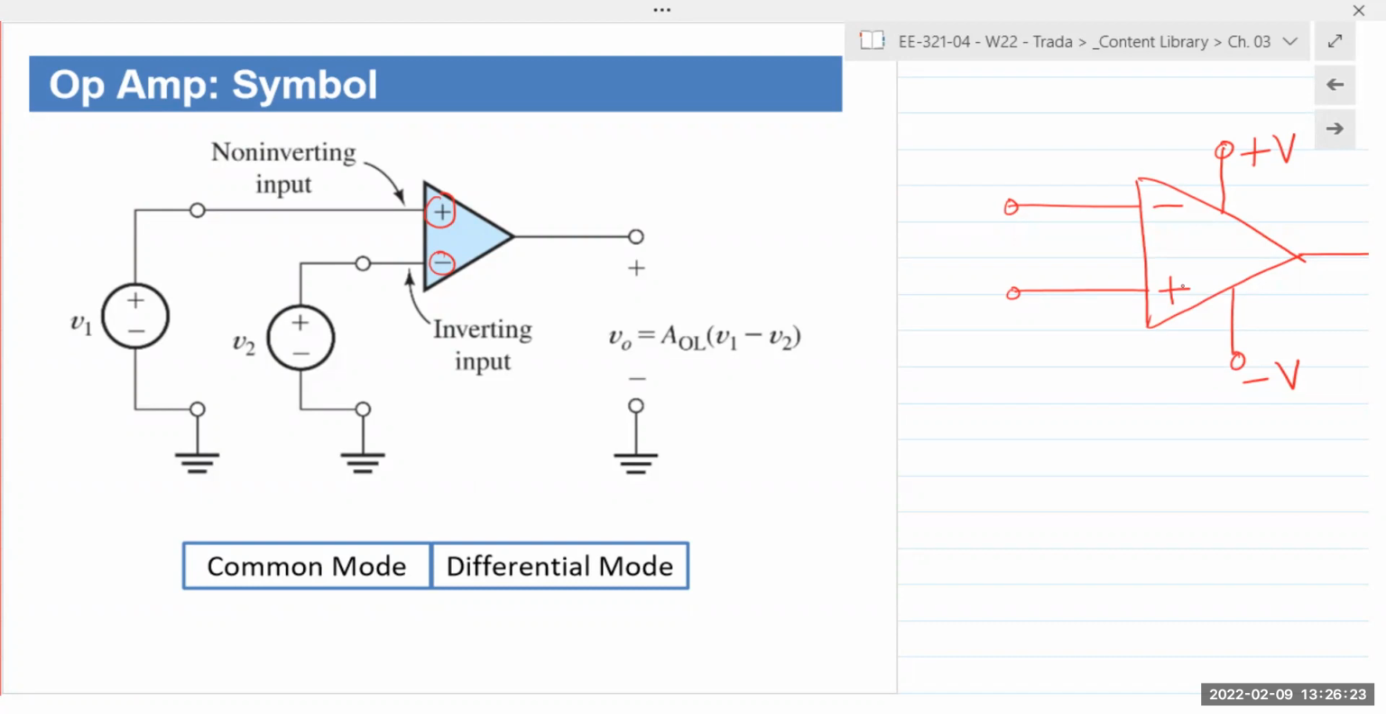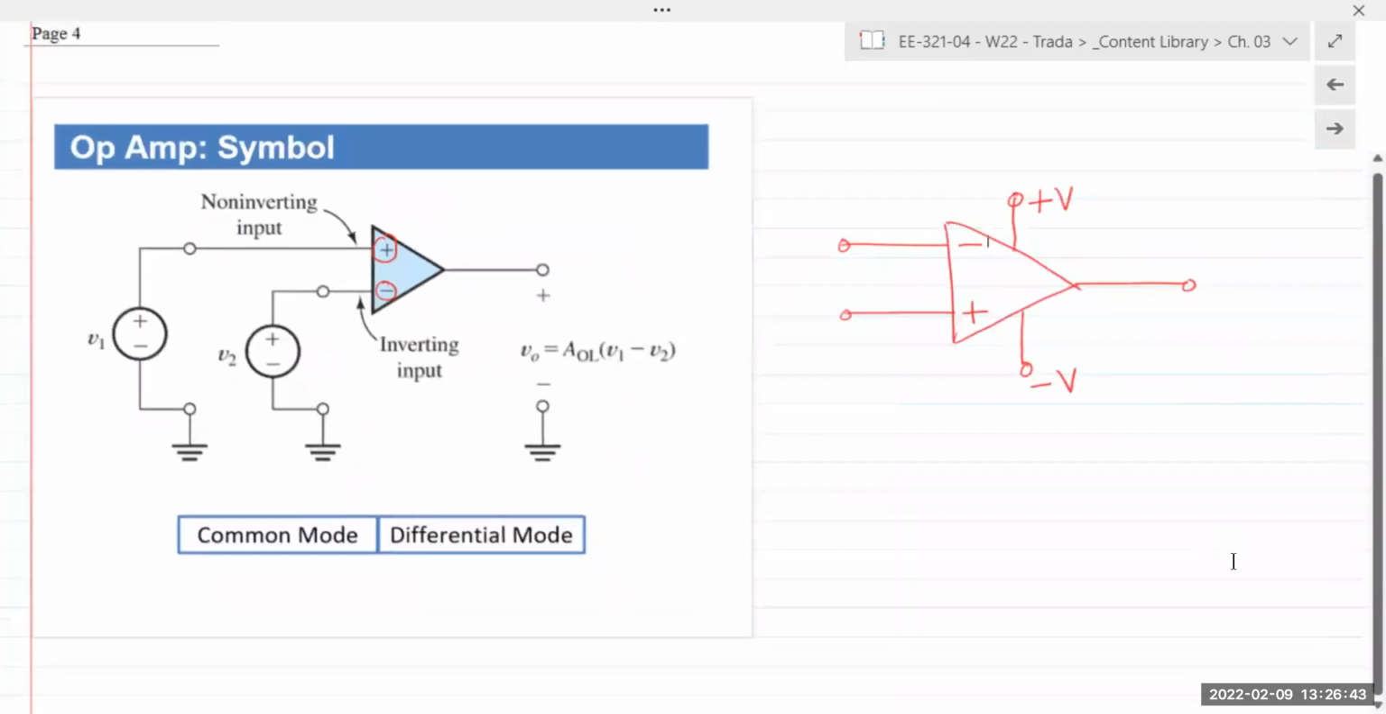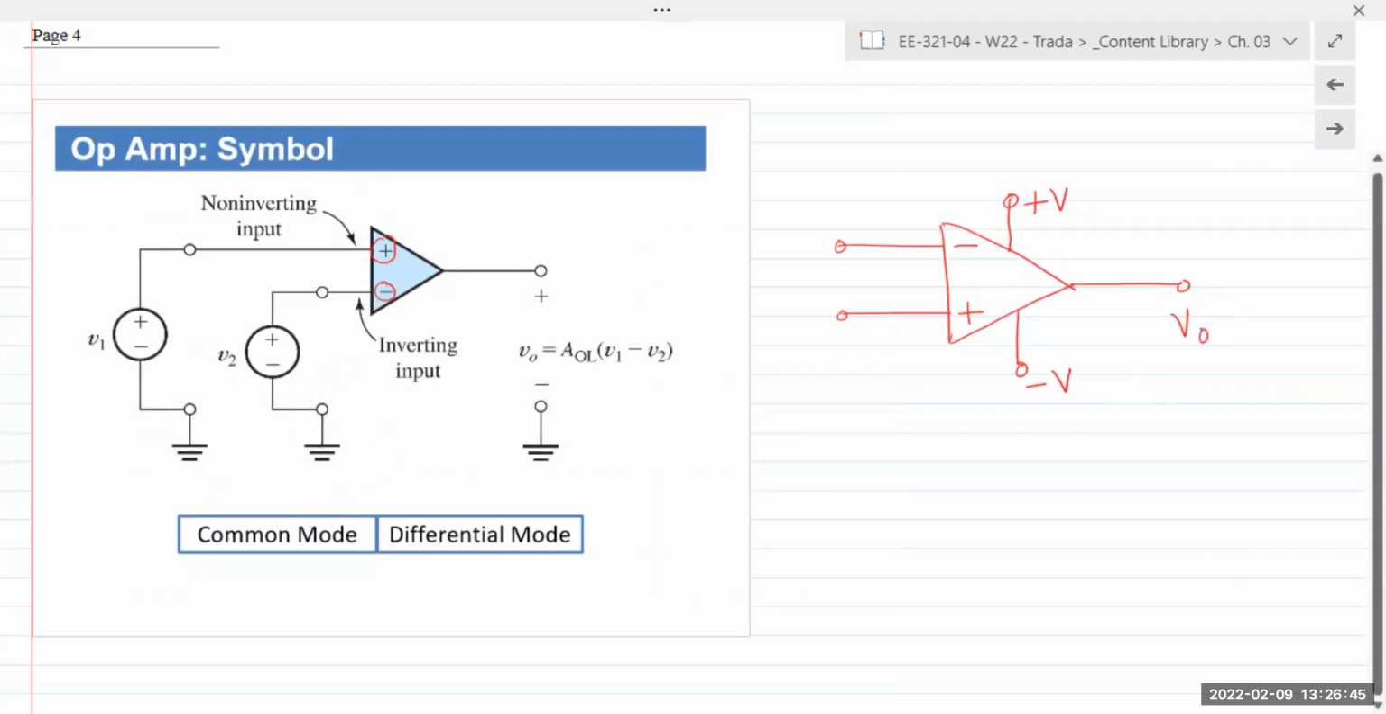The reason it's important is because we'll look at feedback from the output going back into the input. Depending on whether it's connected to the inverting terminal or the non-inverting terminal, we'd have either negative feedback or positive feedback. We'll talk about that in just a few slides. Anyway, so this is V out, or VO, and these are the inverting terminal and the non-inverting terminal.